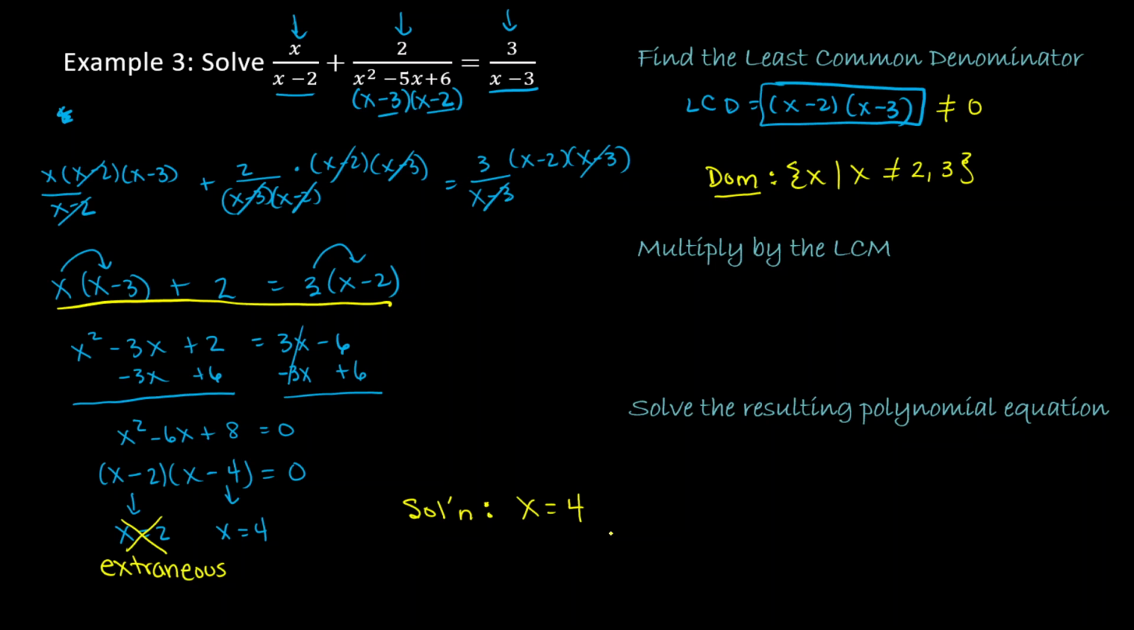Okay. Hopefully that helps give you a little introduction to rational equations and how to solve them. Don't forget the 3 steps. You're going to find the LCD, you're going to multiply by that LCD, solve the resulting equation, and then your final step is to check the domain of the original so that you don't forget to get rid of anything that's extraneous.